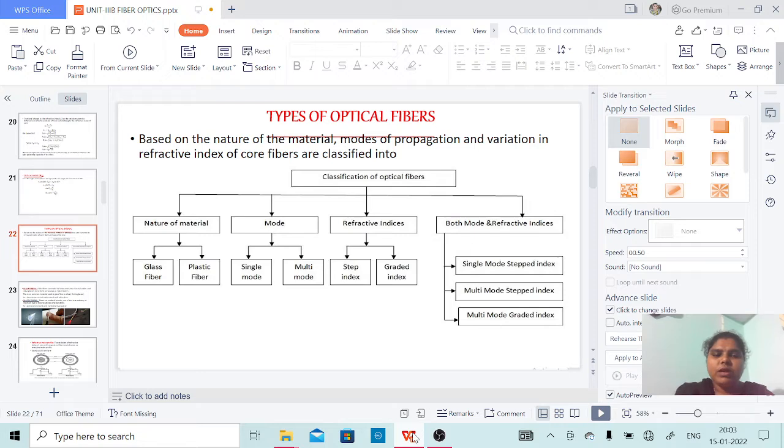Depending upon the nature of the material, it can be classified into glass fibers and plastic fibers. Depending upon the mode of propagation, it can be divided into single mode and multi-mode fibers. Depending upon the refractive index profile variation, step index and graded index fibers. And based on both mode and refractive indices, that is classified as single mode step index, multi-mode step index, and multi-mode graded index. So let us see one by one.